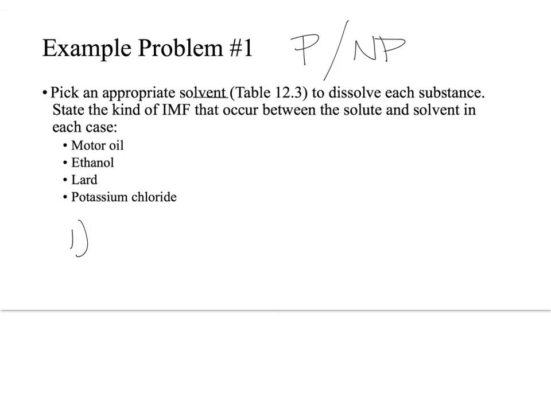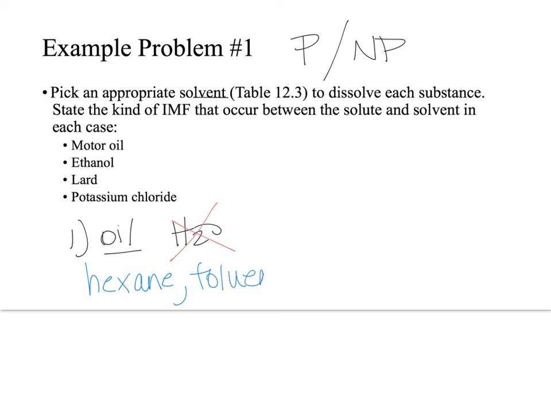So number one here, example is motor oil. If you know anything about oil and water, we know that they are not miscible, is the chemical word for that. So I'll put water and then I'll put a red X through it, not water soluble. So we want something like hexane or toluene to be a good solvent for that. And the only type of intermolecular forces between them will be dispersion because these are carbon and hydrogen only.